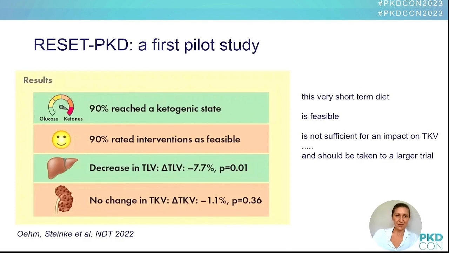Here we enrolled 10 patients for a ketogenic dietary intervention of only 2 weeks. Here 90% of participants reached ketogenic state and rated the diet as feasible. This time frame was not sufficient for an impact on TKV, but we saw a change in liver volume. We are very cautious about that because we concluded that this might rather not be due to the cyst fraction but to a depletion of glycogen.